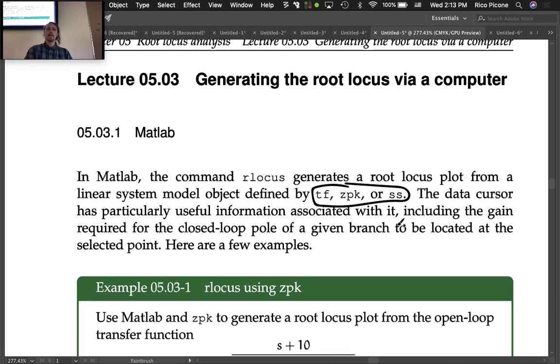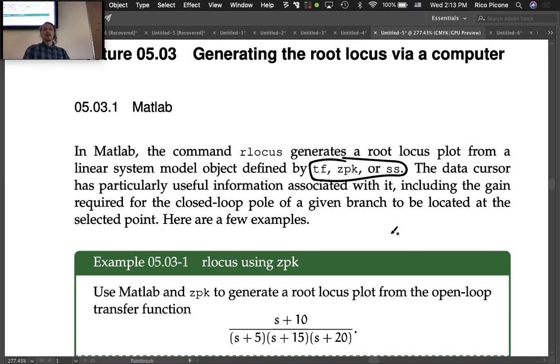Okay. The data cursor in Matlab has particularly useful information associated with it, including the gain required for the closed loop pole of a given branch to be located at the selected point. So that is interesting information that we don't necessarily know just by looking at the plot. So it has that information.